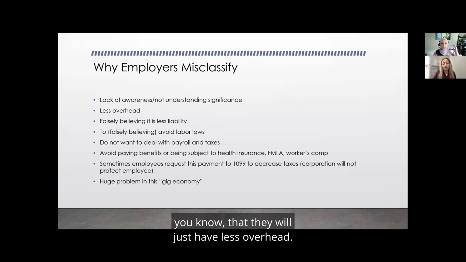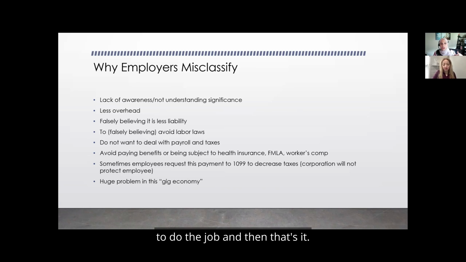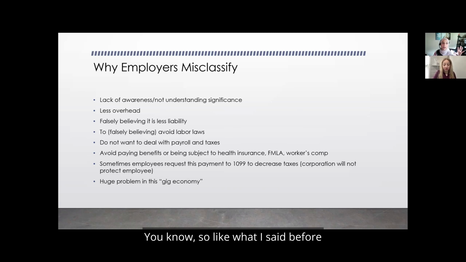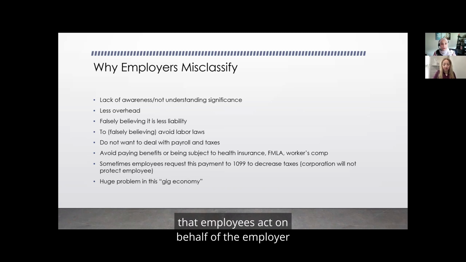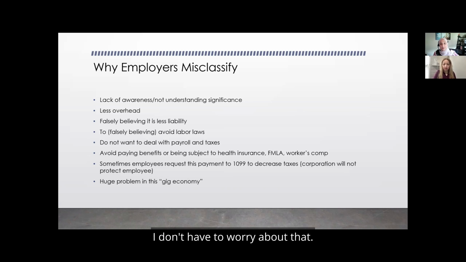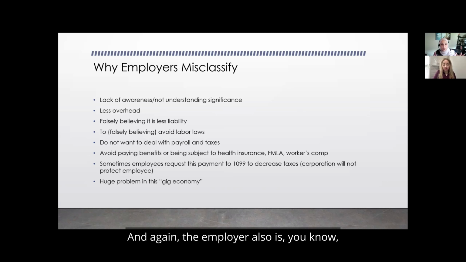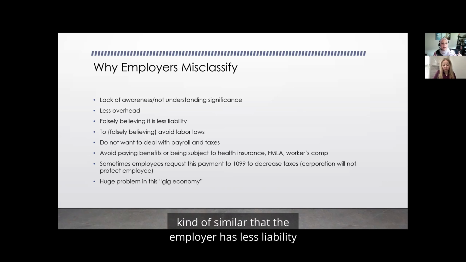Sometimes employers think they'll have less overhead and less responsibility. I just pay the person to do the job, and that's it. Also, they falsely believe that it's less liability. Like I said before, employees act on behalf of the employer, so employers think that if they classify someone as an independent contractor, they don't have to worry about that. But again, that's not true. Just because the employer misclassifies them doesn't mean the employer loses that liability. Employers also think they can avoid labor laws and the rights of the worker. Again, you can't do that, but they think that they can.